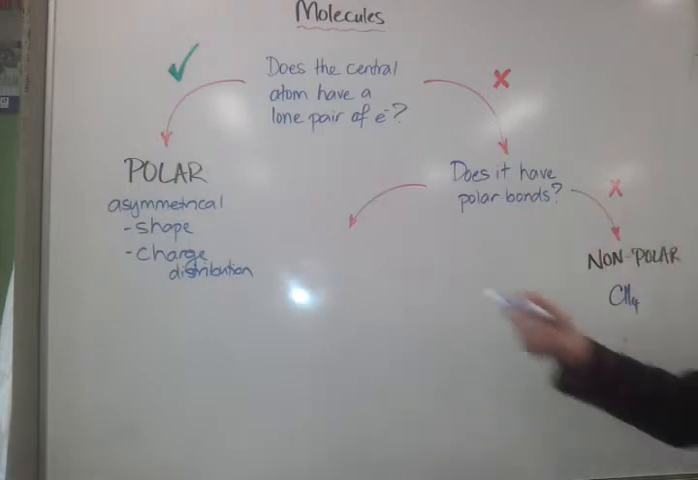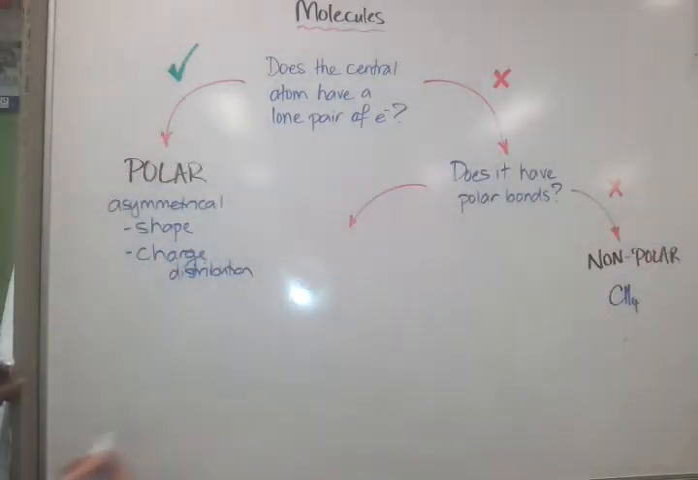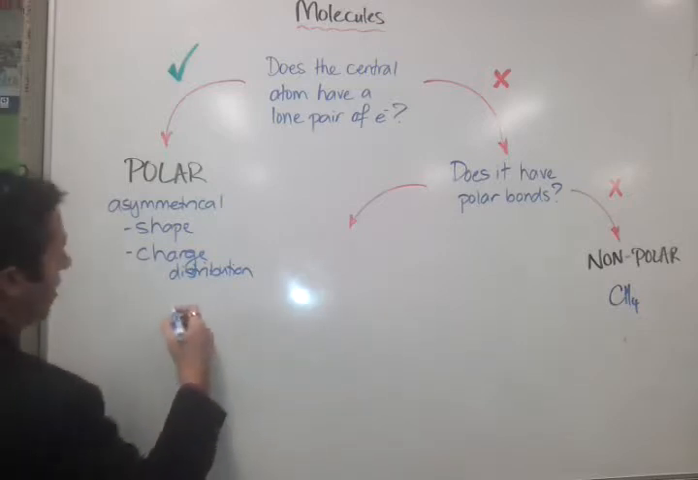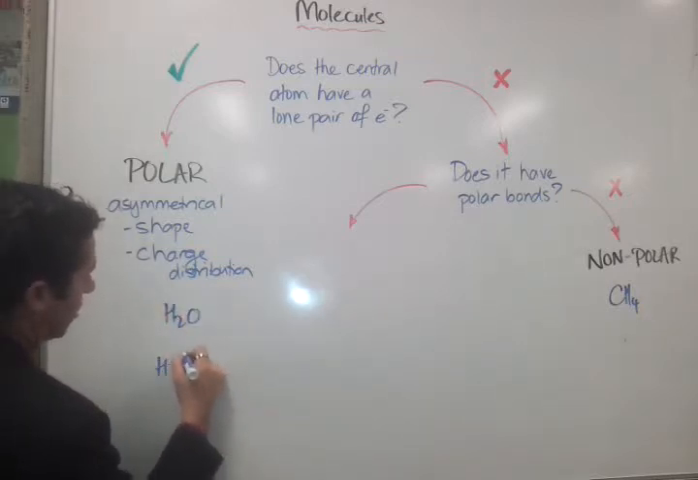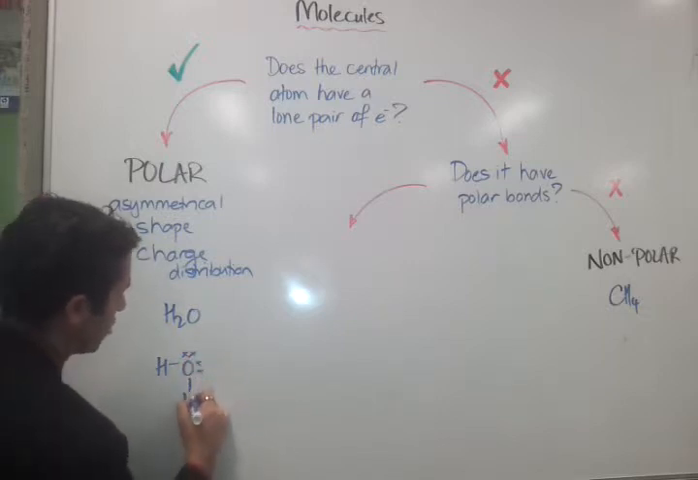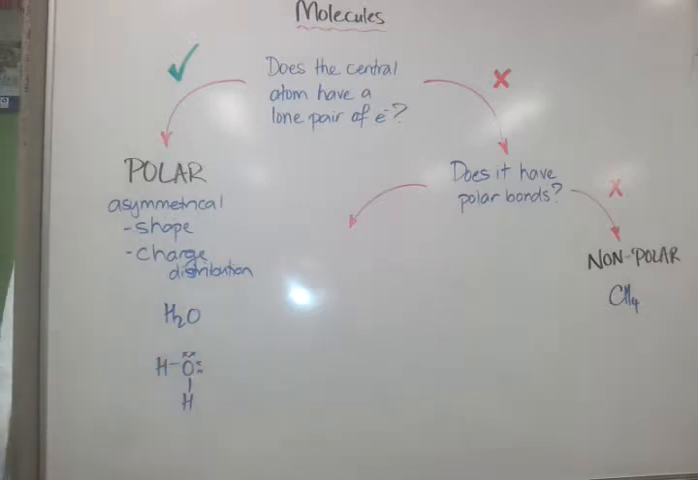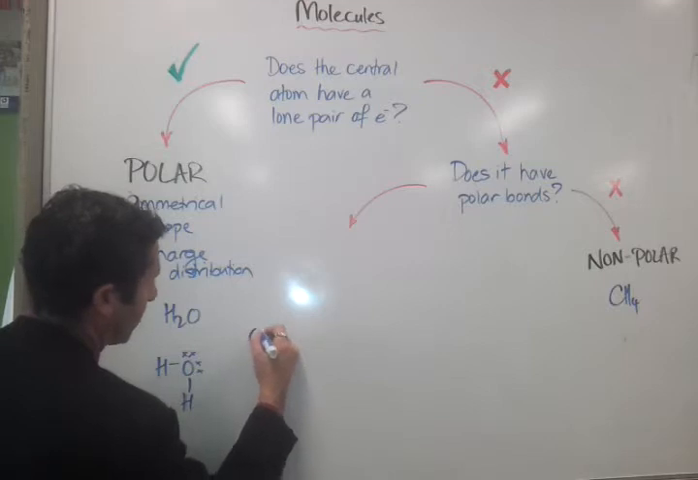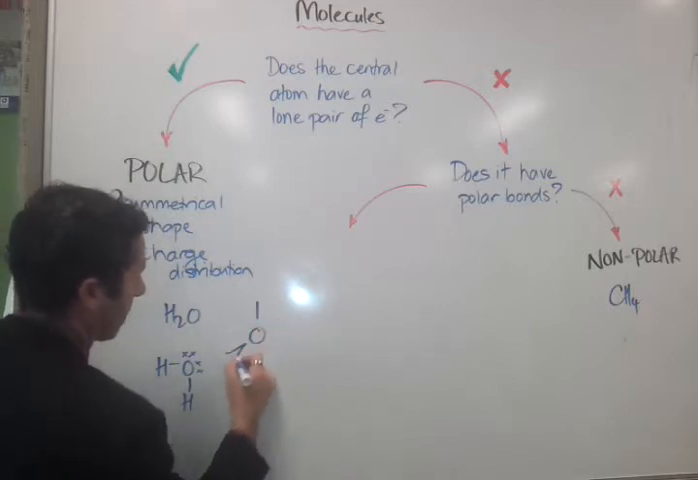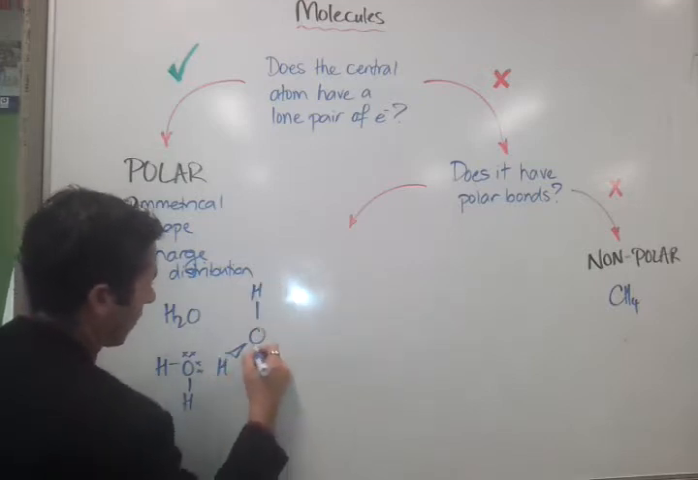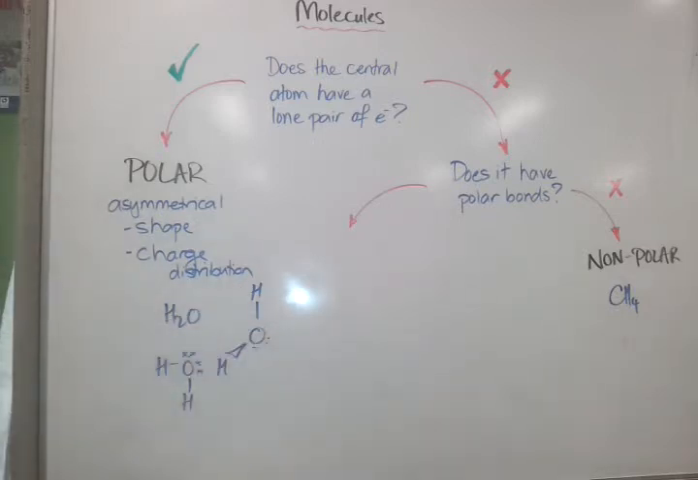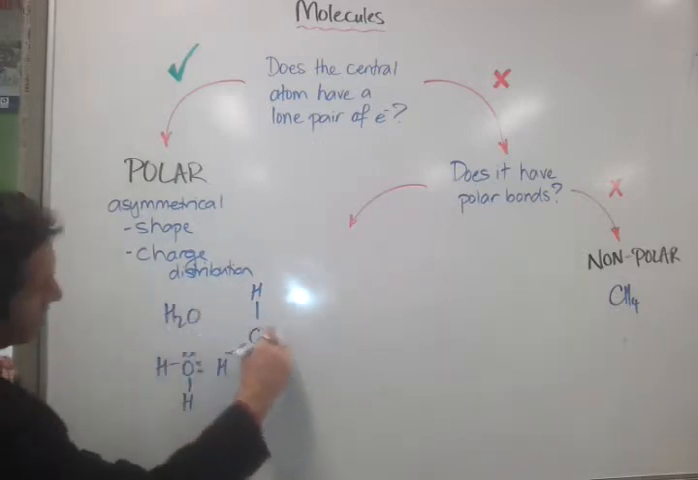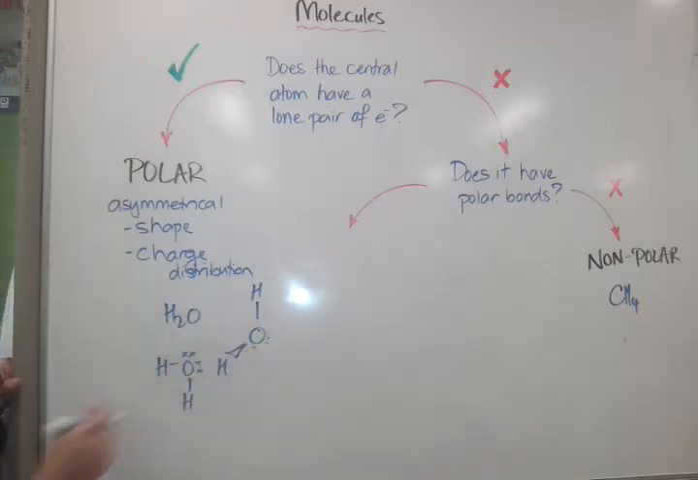Sorry, I forgot one over here for the polar one. A really good example is water, H2O, because its Lewis structure shows those two lone pairs of electrons, and its three-dimensional structure shows that bent shape, which is not symmetrical. Okay, I know it looks symmetrical through there, but it's not, because the electrons have to be considered in that.